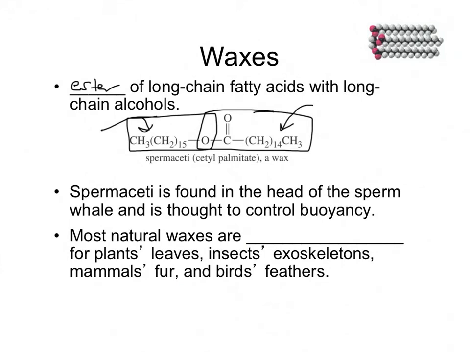They are complex lipids that are water insoluble because of those large alkyl groups, and in general are very hydrophobic, so they function as water repellents. Most natural waxes are protective coats for plants' leaves, insects' exoskeletons, mammals' fur, and birds' feathers. And so that is where they are found a lot in nature, as a protective coating.